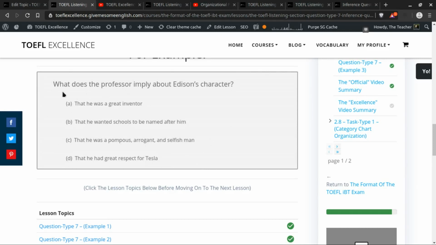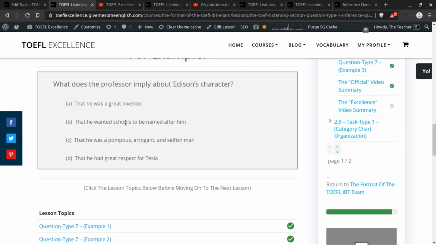A lot of times, not always, but a lot of times, if you have an answer choice which is very detailed, it's probably not going to be the answer. "He was a great inventor." Well, that is a very broad statement, but being an inventor is not an aspect of character. So if you don't know the answer right away, you could probably eliminate that one. "He wanted schools to be named after him." This is an example of one which is a little bit silly. If you have ever spent enough time living in the United States, you probably know that a lot of schools throughout the United States are named after him. So this is one of those kind of silly answer choices.